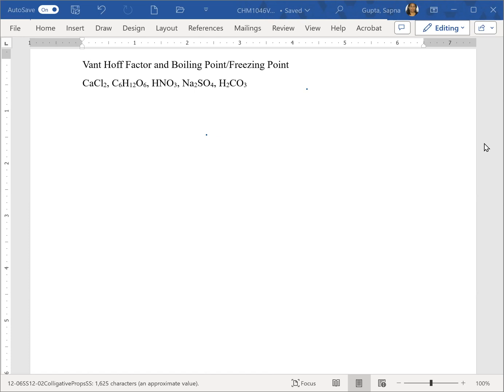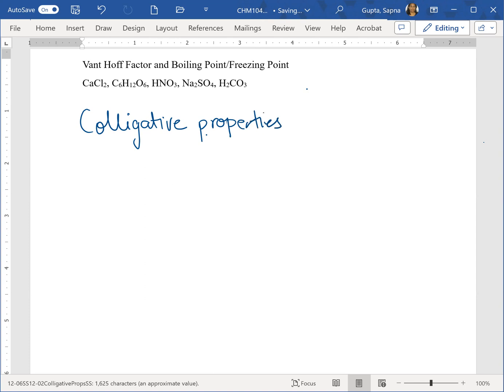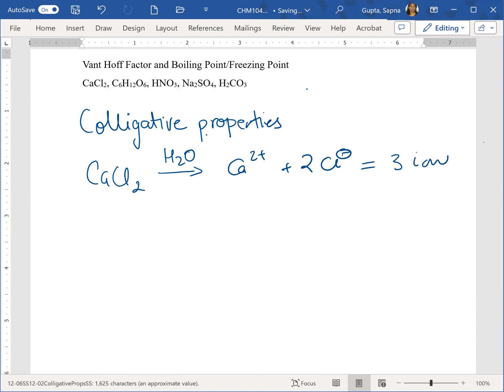The thing about colligative properties is that they depend on the number of particles you have in solution. So the first thing we need to determine for all of these is the number of particles. For calcium chloride, when you dissociate it in water, you end up getting a calcium ion and 2 chloride ions, which means you have a total of 3 ions in solution.